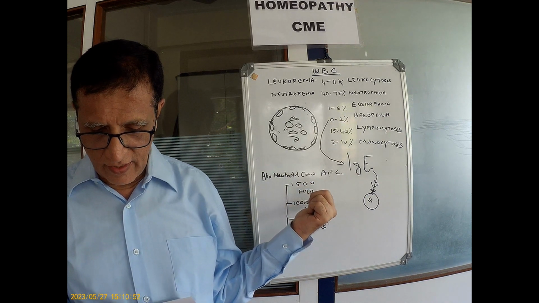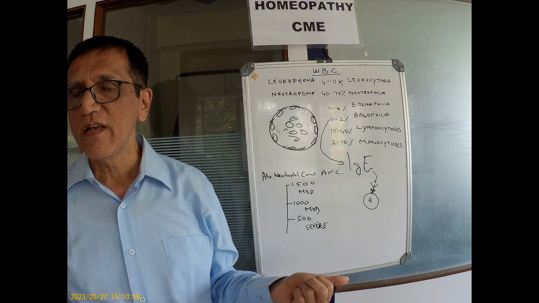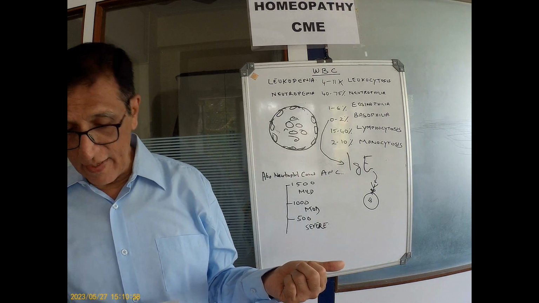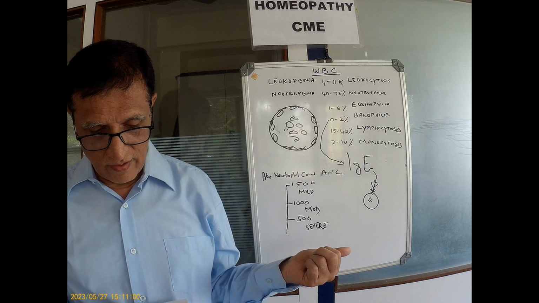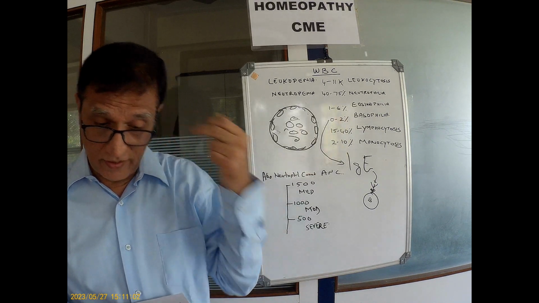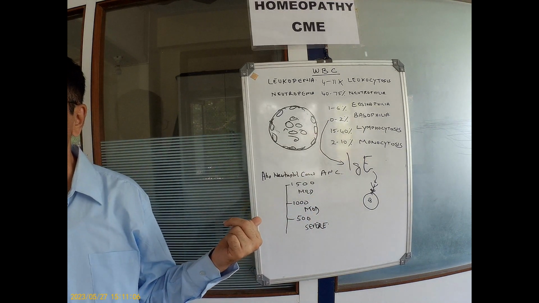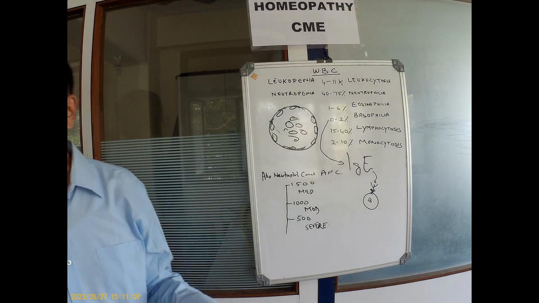And kidney, mesangial cells. And bones. In the skin, they are called Langerhans cells. In the pancreas also, you have islets of Langerhans, but these are Langerhans cells. And bones, osteoclasts.